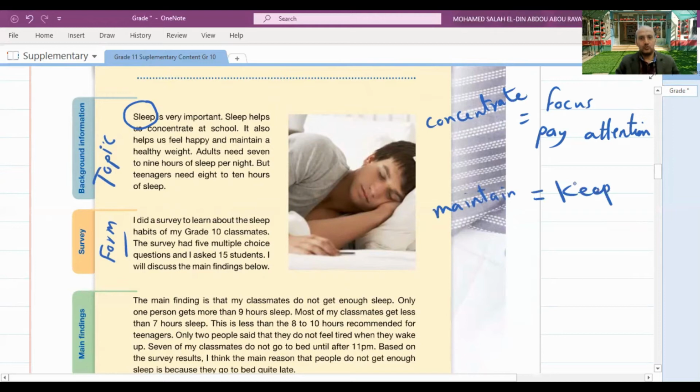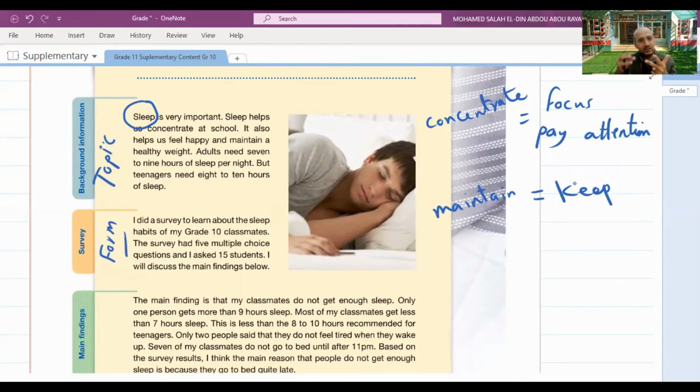To keep a well-built body. Your body is okay. Your weight is good, is healthy. So he said sleep is very important. Why? He gives two elaborations, two reasons. Because sleep helps us concentrate at school. Also, sleep helps us feel happy and maintain a healthy weight.